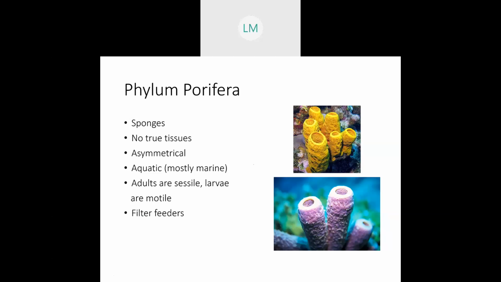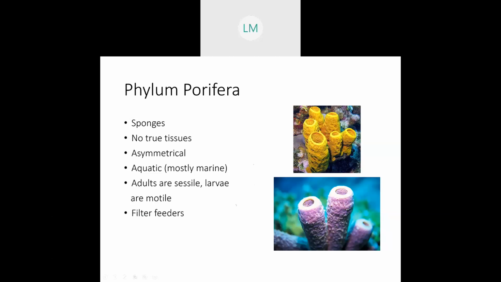So in this phylum, these are our sponges, phylum Porifera. Again, we don't have any true tissues here, and we don't have any symmetry here. Okay? These are all aquatic animals. There is no such thing as terrestrial sponges. The majority of these aquatic animals are marine, though there are a few freshwater species. The adults are sessile, meaning that they don't move. So these animals are anchored into place, but their larvae are motile.